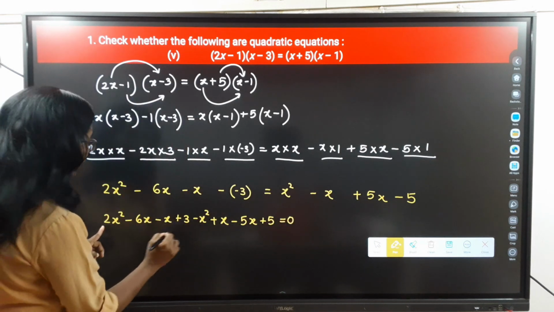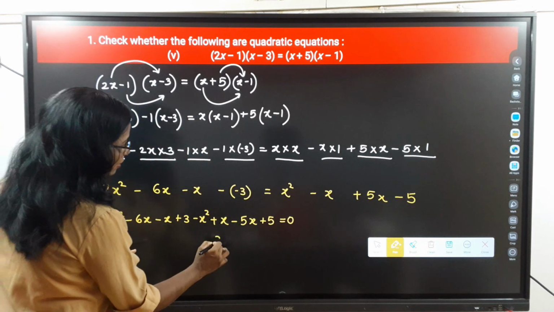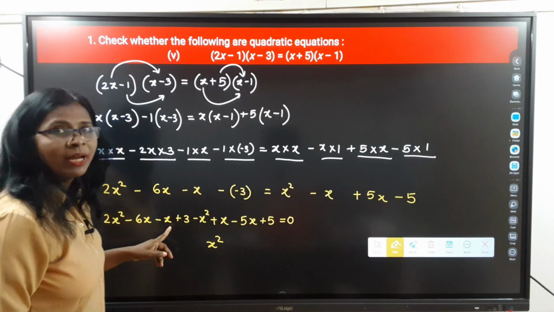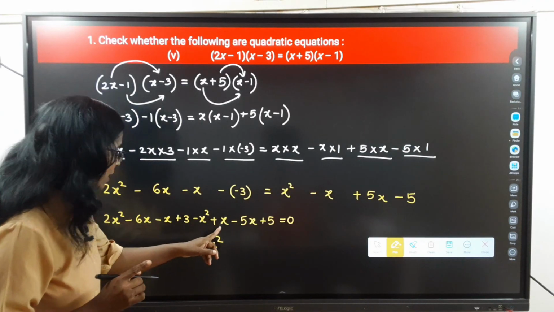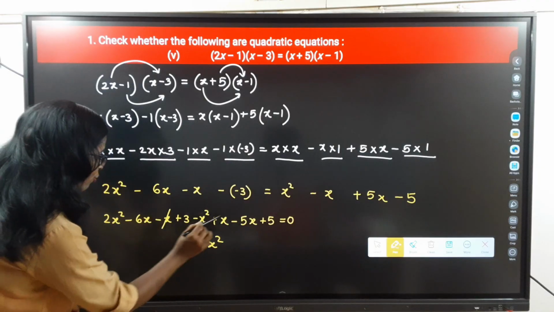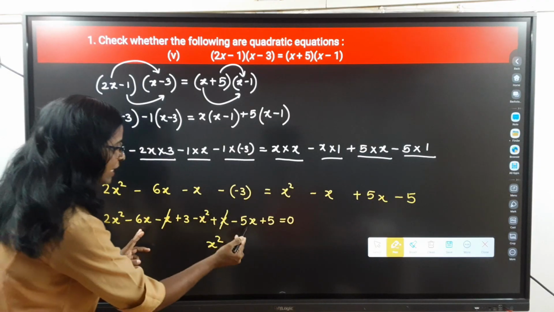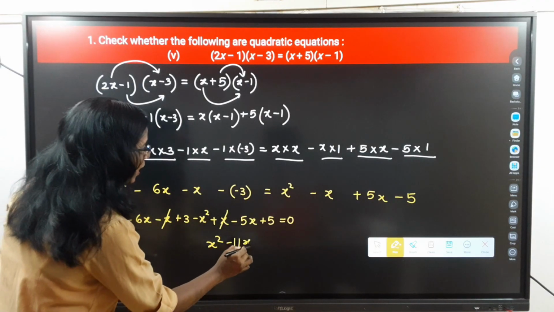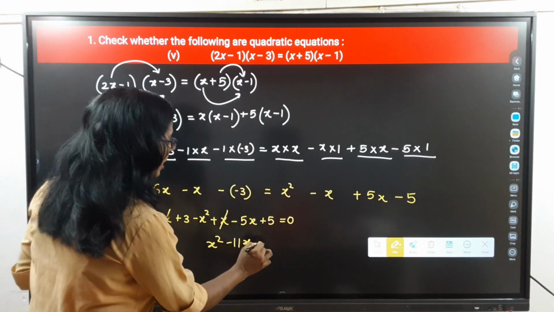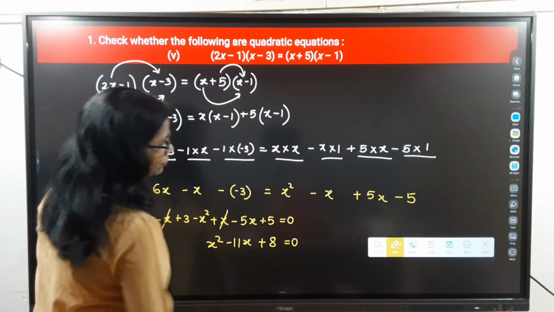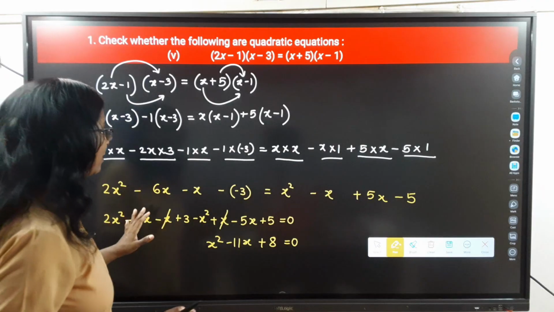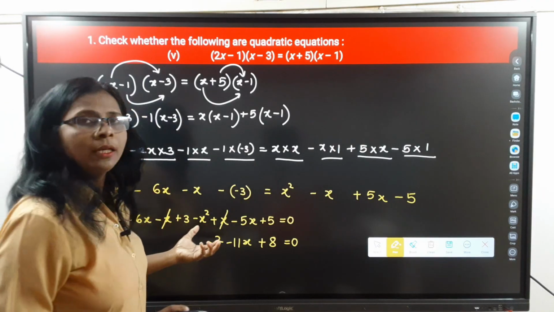Therefore 2x square minus x square, that is x square. Then minus 6x minus 1x, minus 7x. Then here also we can cancel out minus x plus x. And then minus 6x minus 5x, minus 11x. And then plus 3 plus 5, plus 8 is equal to 0. Now here students, this is the final or simplest equation.